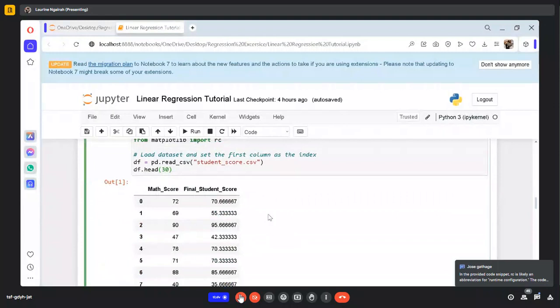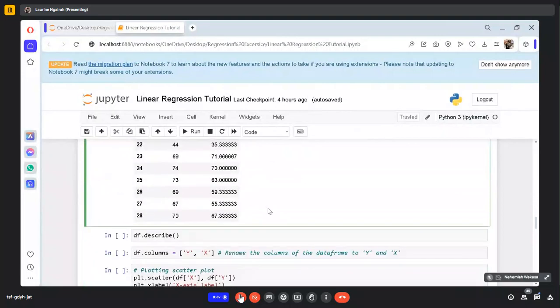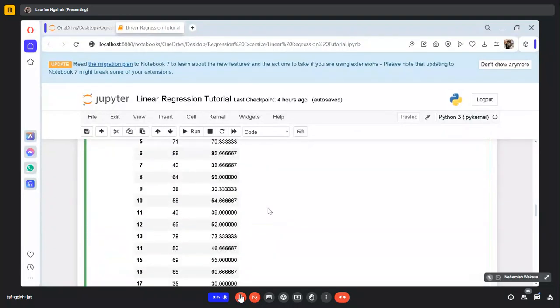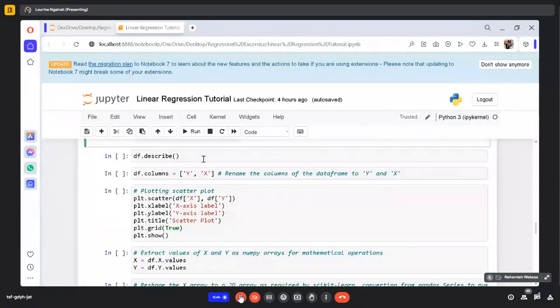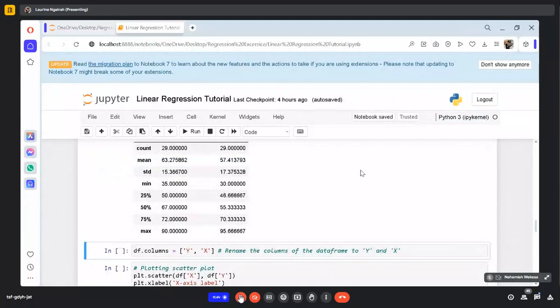Okay. So this is our data frame that we are going to be working with. I had a few lines of code to perform the EDA. We are not going to get deep into it because of time, but the normal df.describe tells us our mean, our standard deviation, and minimum. These are the quartiles and the max and the counts.